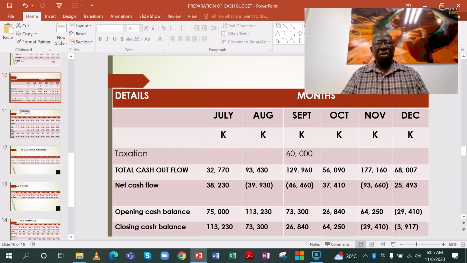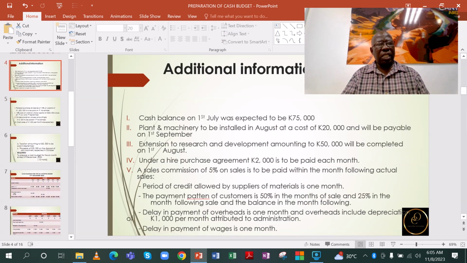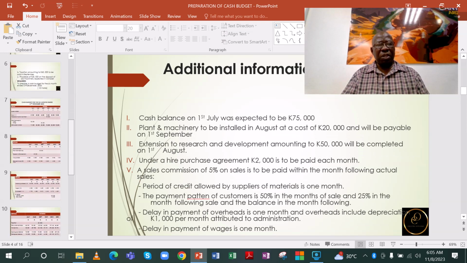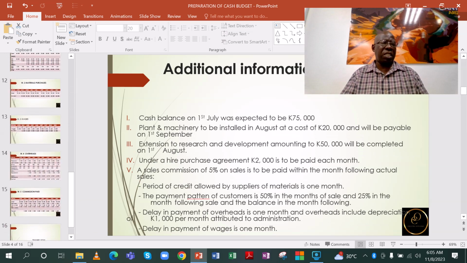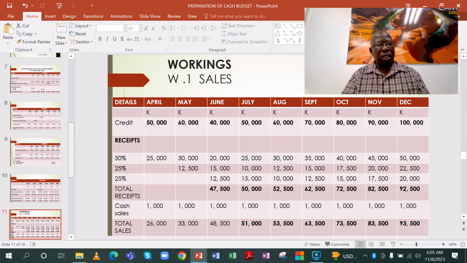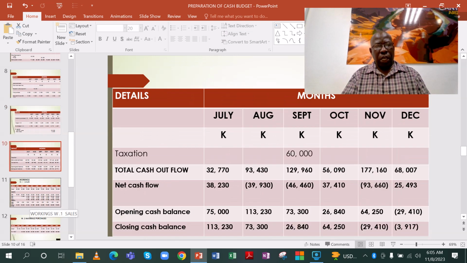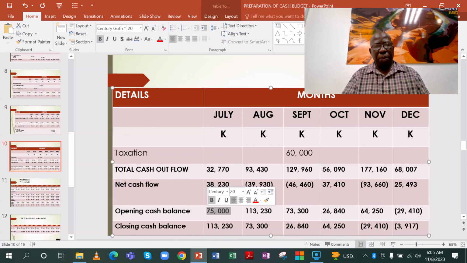The difference between cash inflow and cash outflow is giving you 38,230. Then we are given in the note that you expect to have an opening cash balance of 75,000. So you pick it from the note. Here we are told cash balance on 1st July expected to be 75,000. So the opening cash balance, that is 1st July, is 75,000. So you bring it into the computation.